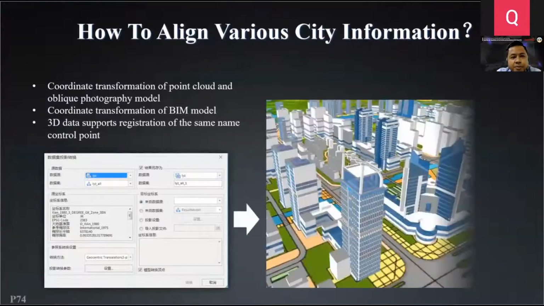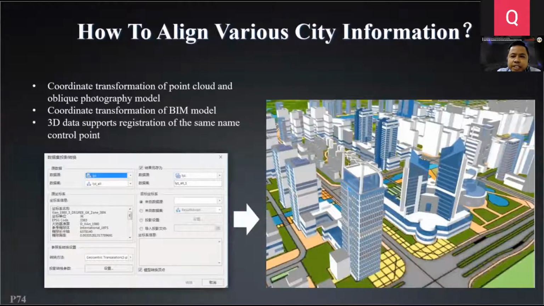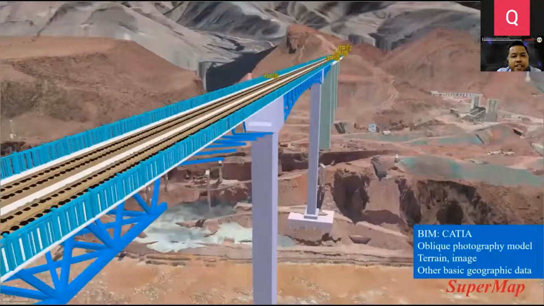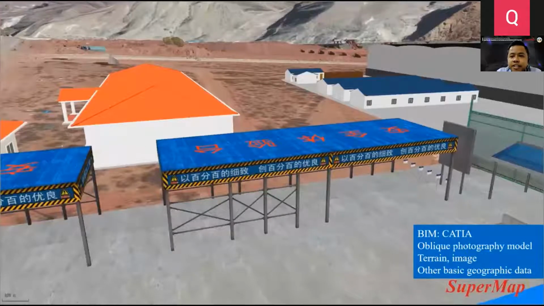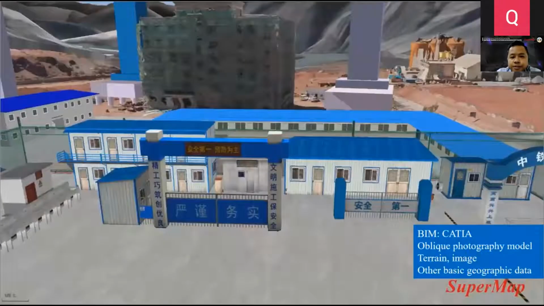Because this Oblique data is spatial data, we can also treat it like spatial data, such as transforming coordinates, georeferencing, translations, or combining it with other data. The following video is our successful integration of BIM spatial data in CATIA format with oblique photogrammetry models, terrain models, and orthophotos.